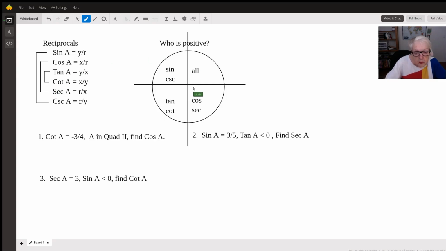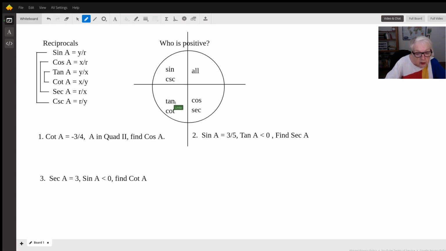Moving over to the circle over here, who is positive? These are the four quadrants. In this quadrant, all trig functions are positive, all six of them. In the second quadrant, the sine and its reciprocal, the cosecant, are positive. Everything else, that would be the cosine and its reciprocal, the tangent and its reciprocal, are negative.